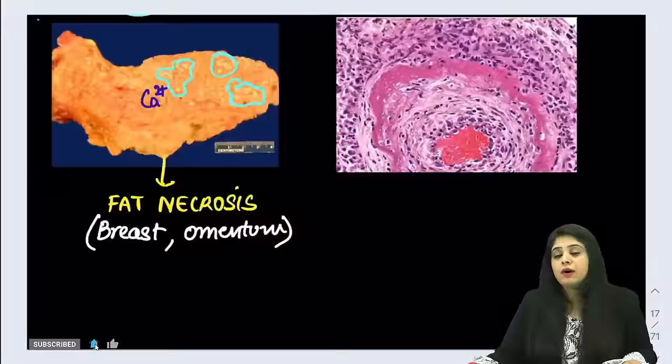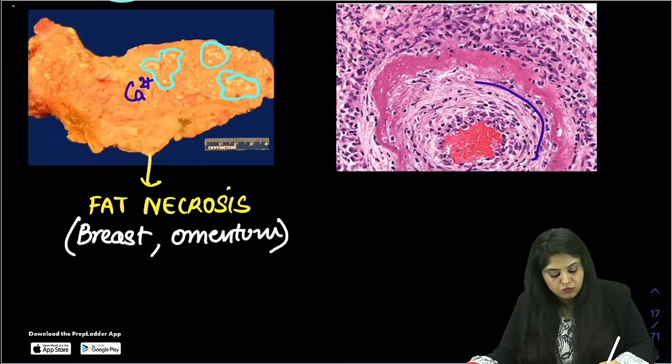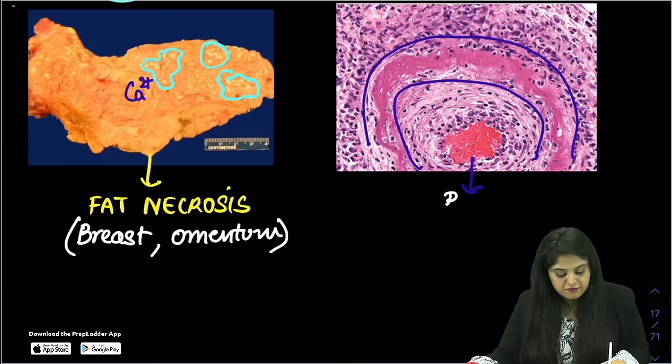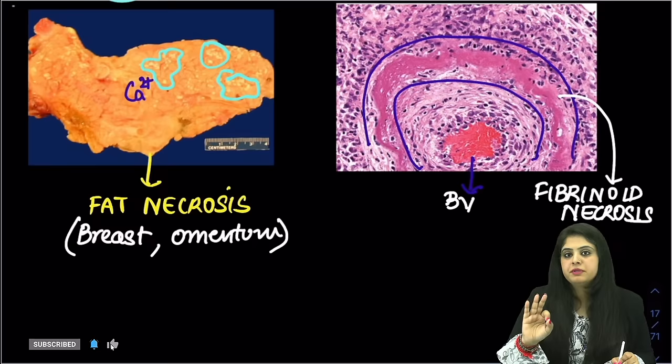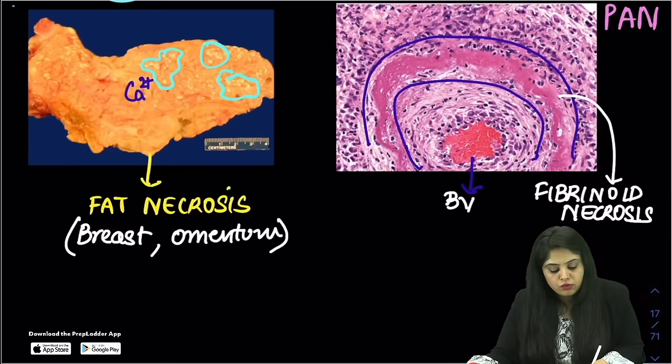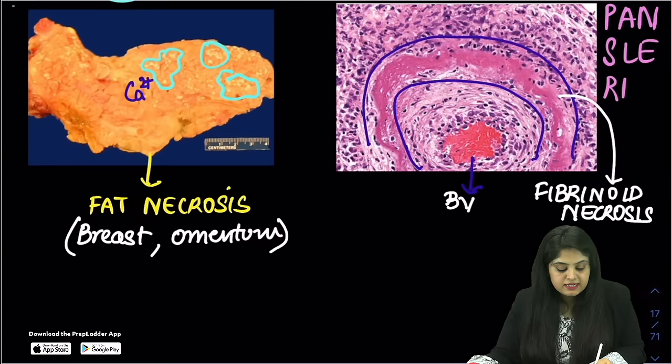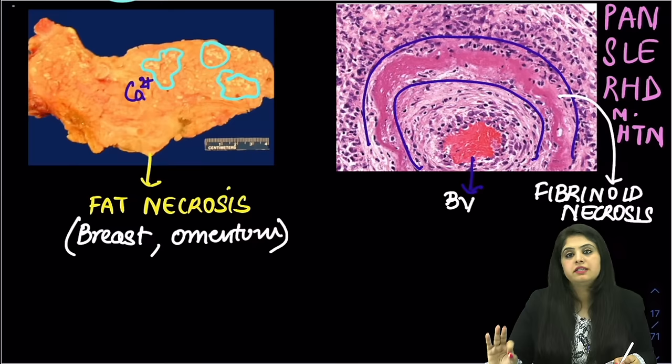Yes, coming to the last one where I expect a question this time in medicine also. What is this necrosis? Firstly, it's a blood vessel. Everyone can identify. It's a blood vessel, obviously. And in a blood vessel, I see lots of pink color material. Amazing. Fibrinoid necrosis. And what are the things which show you fibrinoid necrosis? All three alphabet things show you fibrinoid. For example, polyarteritis nodosa. For example, SLE, rheumatic heart disease. Malignant hypertension, HTN. So all three alphabet things in pathology and medicine show you fibrinoid necrosis.